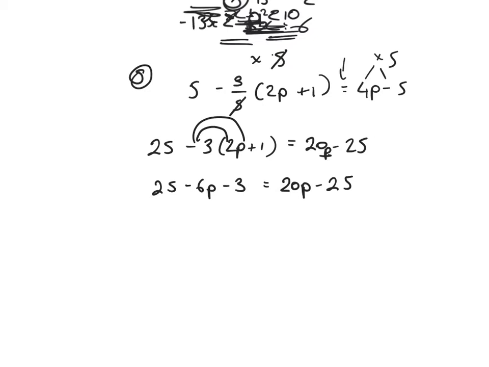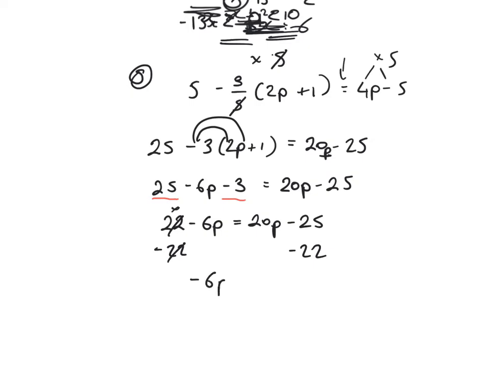Okay, I'm now going to collect together terms on this side. So the 25 minus 3 will be 22, so it's 22 minus 6p is equal to 20p minus 25. Okay, let's do letters to the left, numbers to the right, equal sign in the middle. Okay, so I need to get rid of 22 from both sides, which will leave me with minus 6p is equal to 20p.